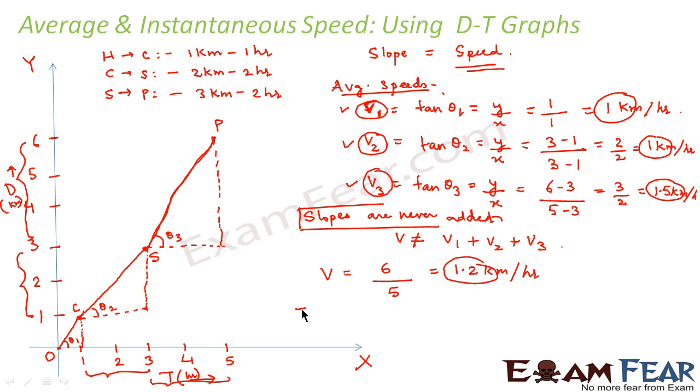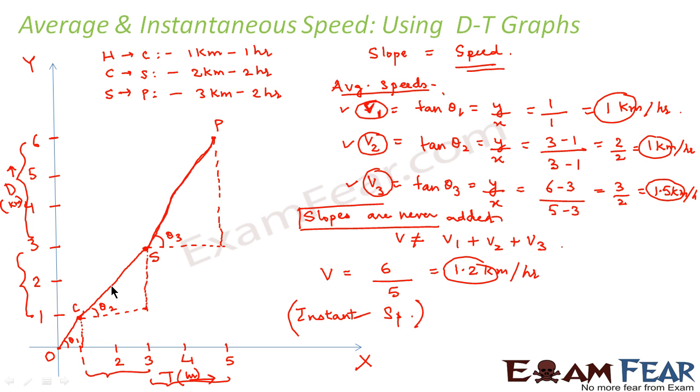Now let us talk of instantaneous speed. In this graph, it will be easier for you to understand instantaneous speed. What is instantaneous speed? Instantaneous speed is any value of v. When I plot this graph, each point on this graph represents a value of velocity. So any point on this graph is an instantaneous velocity at that point.